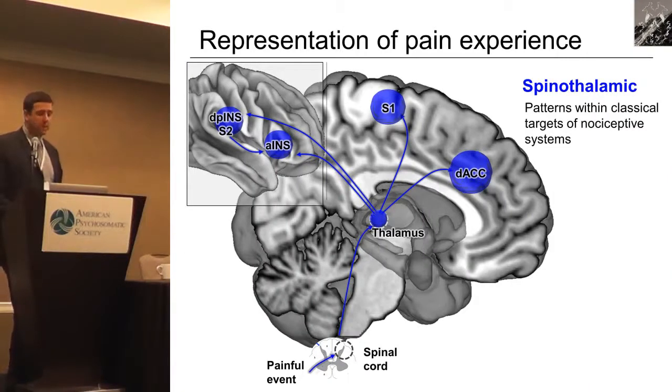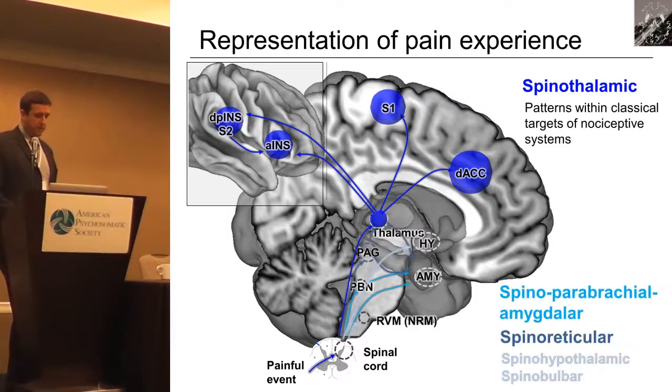The classic textbook example or system is the spinothalamic pathway, which you see here, and it projects to the thalamus and up to multiple areas, including the posterior insula and so on. There's also a spino-parabrachial-amygdalar pathway, which is incredibly large and important as well, and it's receiving increased attention. I know Catherine featured this in her 2013 Nature Reviews Neuroscience review paper.